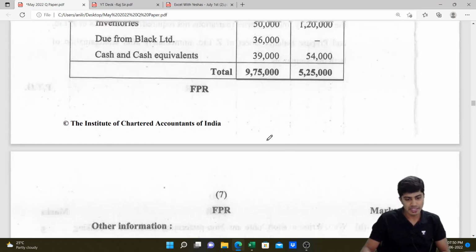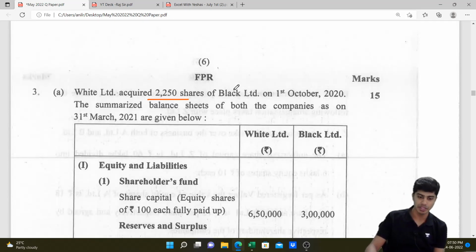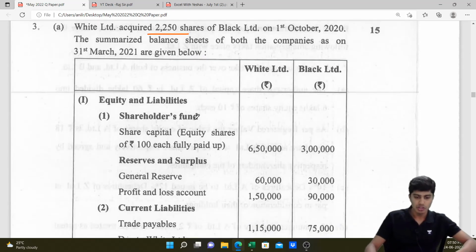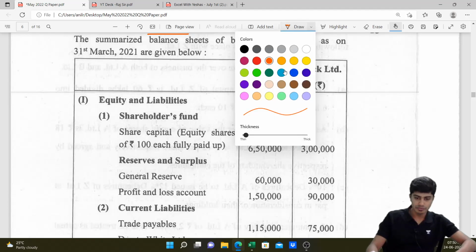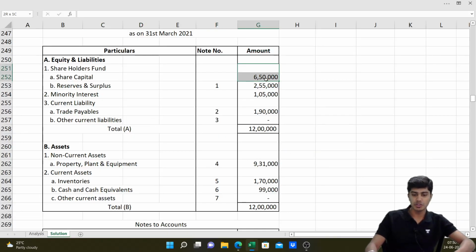Let's start. So the fact that we've established is that White Limited is the holding company and Black Limited is the subsidiary company. So let us start with the first item. What will we start with? White Limited's capital of 6,50,000 will appear straight away in the balance sheet of White Limited. Have a look, 6,50,000 will appear exactly like that without any corrections.